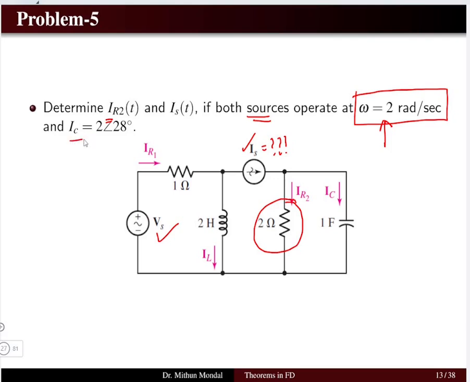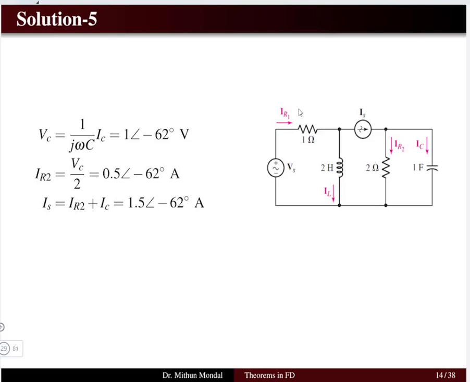It is given that the capacitive current IC is equal to 2 angle 28 degrees. So we have to obtain the value of IR2 and the source current IS. Let us see how to solve this problem. First, we can obtain the voltage across the capacitor. The reason is we have been given the current IC. So the current IC is given, and for the capacitor we have to convert that into capacitive reactance, which will be equal to 1 by j omega c. Omega we can obtain from the source voltage.